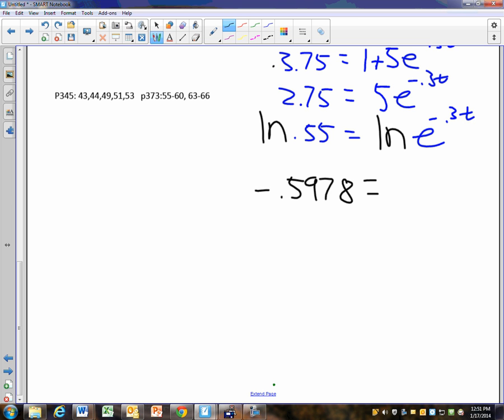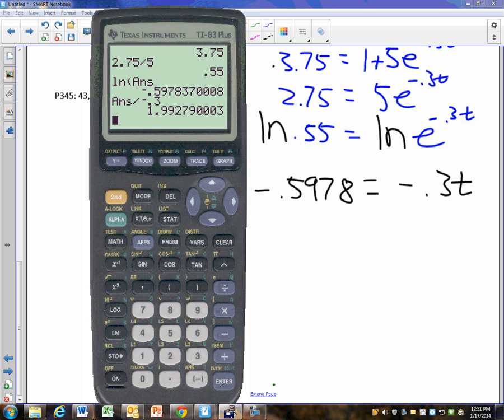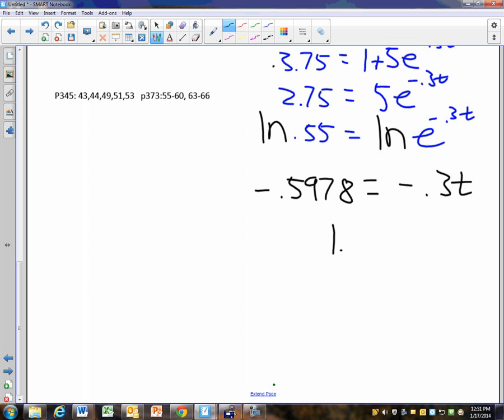What do you get on the right hand side? Negative 0.3t, because they are inverse operations of one another. Divide by negative 0.3, and you get bada bing, bada bam, bada booski. 1.99 is equal to t, approximately 2 years for the rabbit population to reach a grand total of 8,000. Isn't that beautiful?